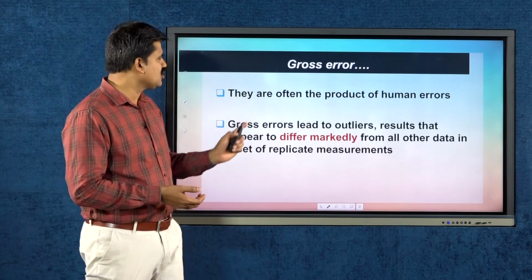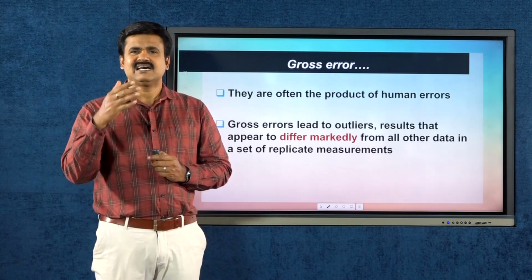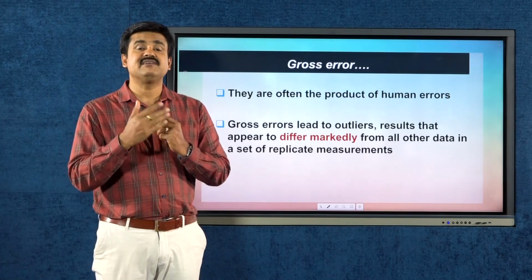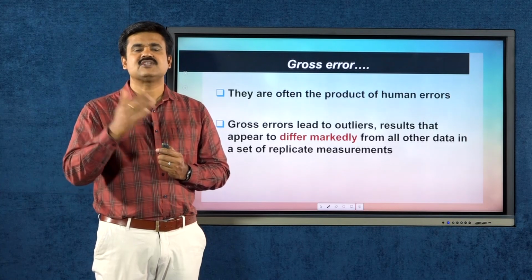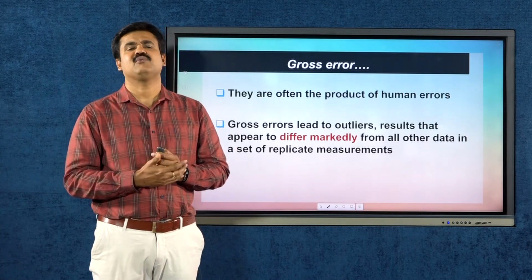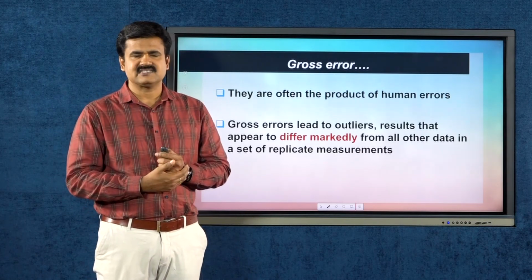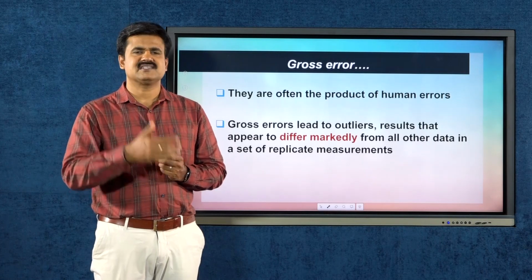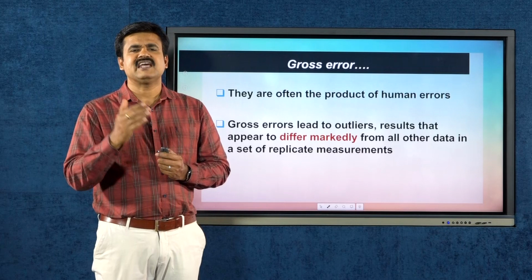Moreover, gross errors lead to outliers. Outliers are results which appear to be different markedly from all other data in a set of replicate measurements. Suppose we are performing a volumetric analysis. During the volumetric analysis, we will get different titer values such as 20, 20.1, 20.2, 19.9, etc.